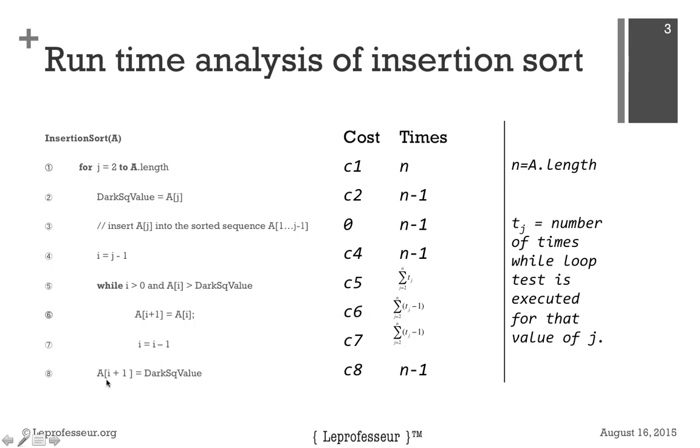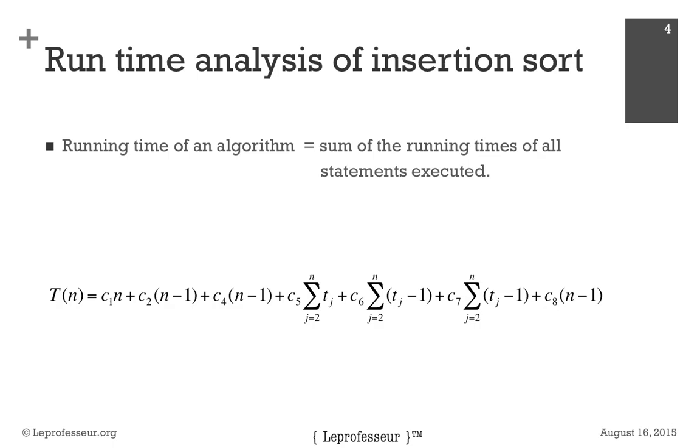And then the last statement, statement number 8, is in constant time, but how many times? N minus 1. So we try to find out how many times each statement will be executed. What are the constants? What are the variables? Good. Now finally, the running time of an algorithm would be the summation of all running times of all statements executed.